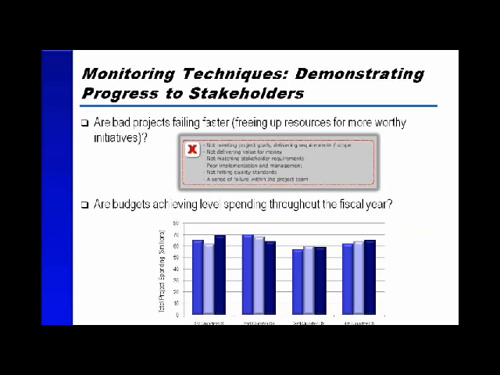So one of the monitoring techniques to demonstrate progress to stakeholders, when I mean progress in improving project management and portfolio management, putting a solution like this in place, is we can ask the question, are bad projects failing faster? Are we freeing up resources for more worthy initiatives? So we can see that we're not meeting the project goals or delivering on the requirements, not delivering the value, not matching stakeholder requirements, poor implementation. All of these symptoms are really problems with an organization that's not managing projects well.